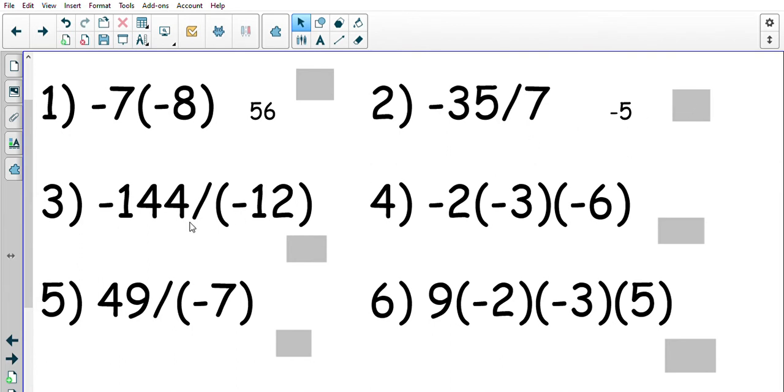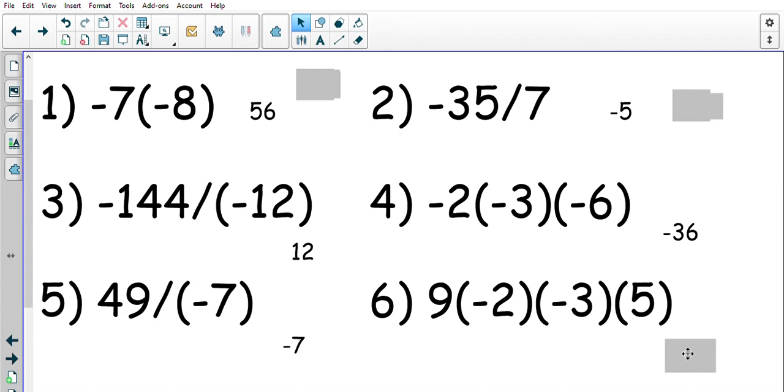Number 3, signs are the same. Our answer will be positive. We get 12. Number 4, we have 3 negative numbers. That's an odd number, which tells me my answer will be negative. 2 times 3 is 6. 6 times 6 is 36. So final solution, negative 36. Number 5, signs are different, so our answer will be negative. 49 divided by 7 is 7. Final answer, negative 7.